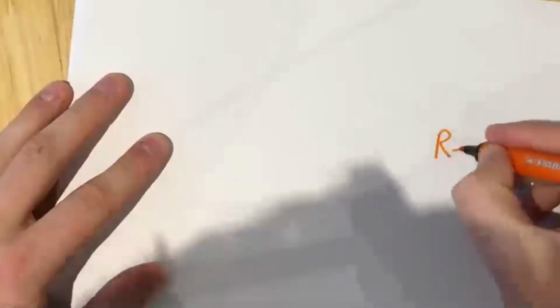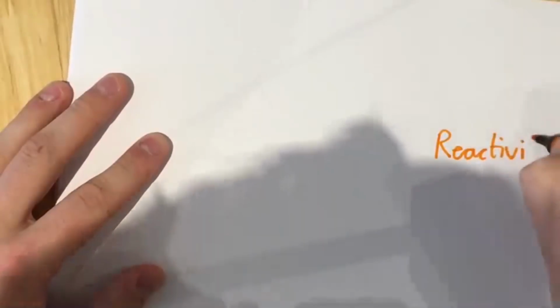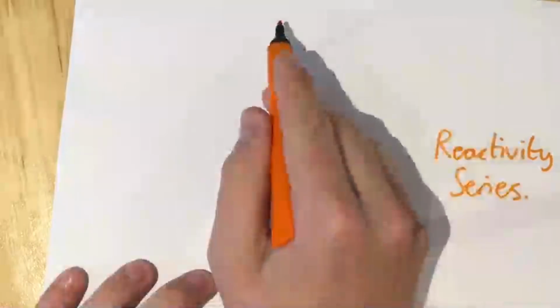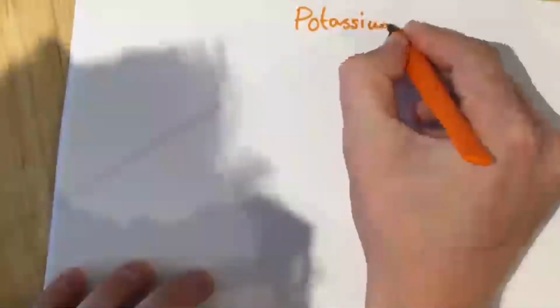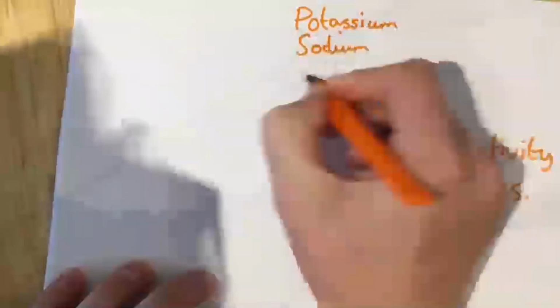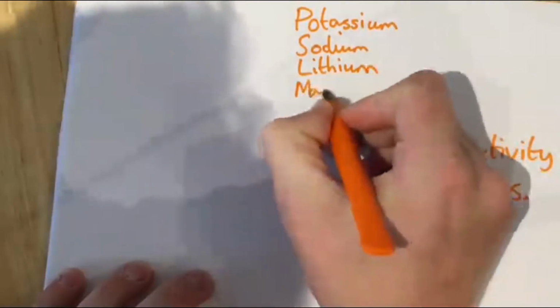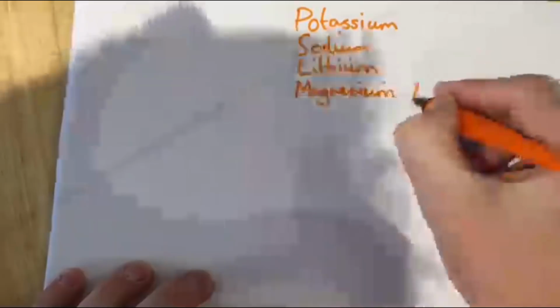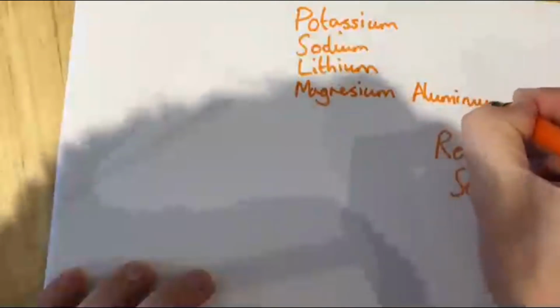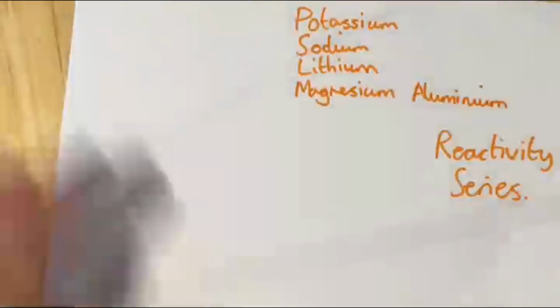When we look at metals, we have what's called the reactivity series. At the top, we have some really super reactive metals, things like potassium, sodium, lithium. We've also got up there magnesium and aluminium. I can't actually remember which way round they go. It doesn't really matter. Those are your super reactive stuff.